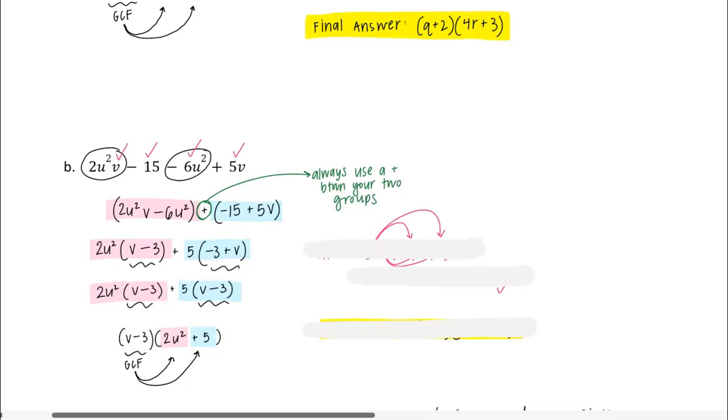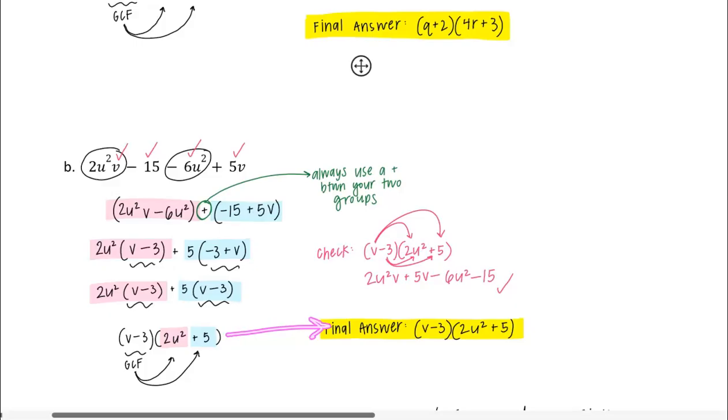Those two groups share the common factor of v minus 3. It's multiplied by 2u squared in the first group and positive 5 in the second group. To check your answer, you can always distribute it. Make sure all the terms match. You have all 4 terms shown, so you know you got it right. This factored form is your final answer.